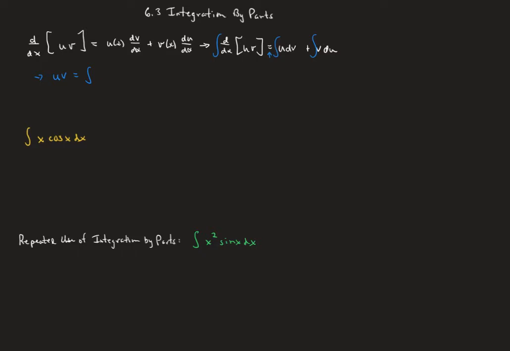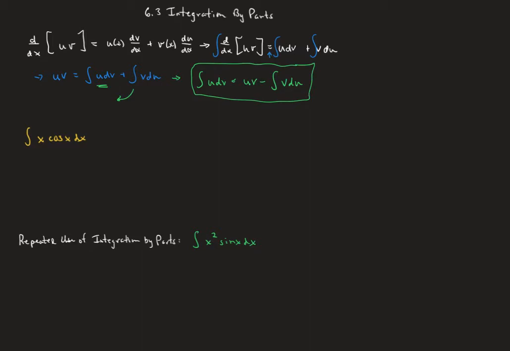So that's going to be the integral of u dv plus the integral of v du. Then we solve for this one. We leave this integral and move that one to the other side. And so this leads to the integral of u dv is equal to uv minus the integral of v du. And this is our integration by parts.